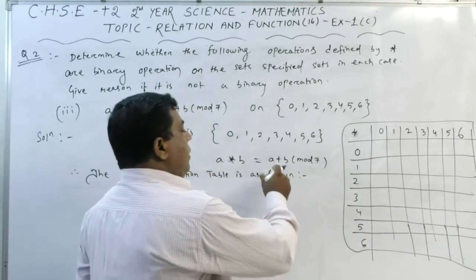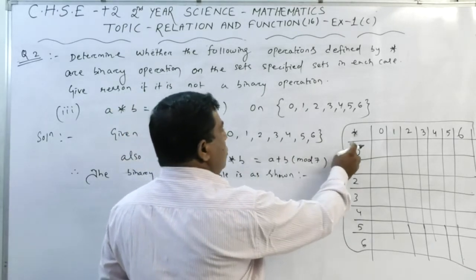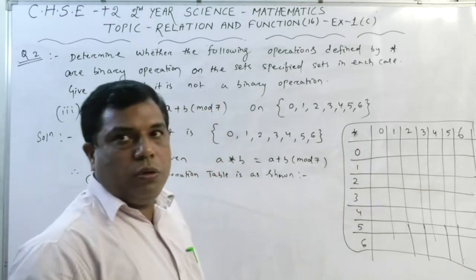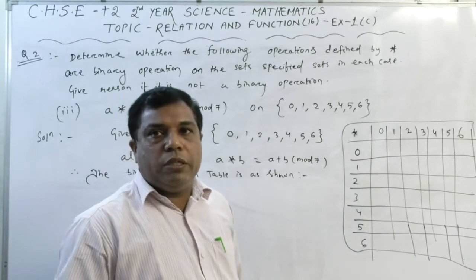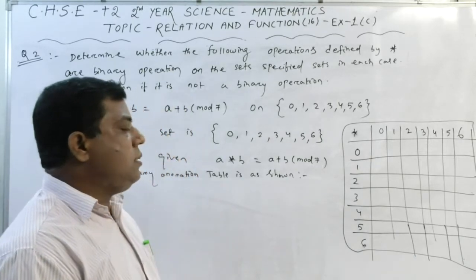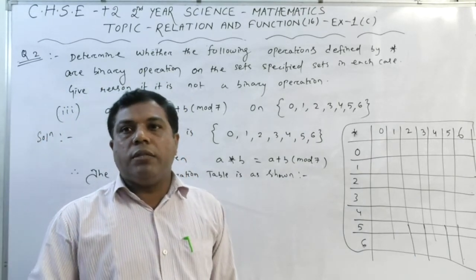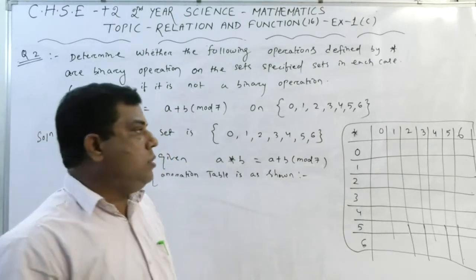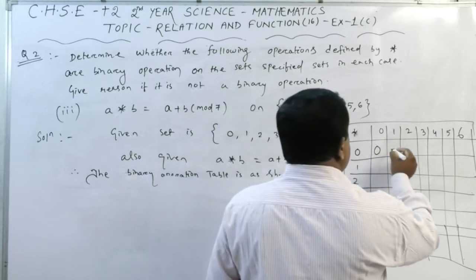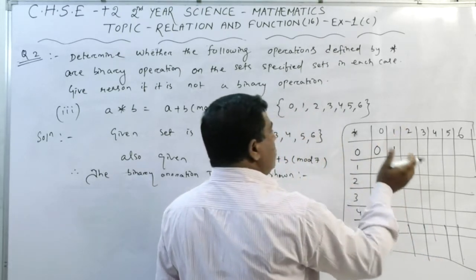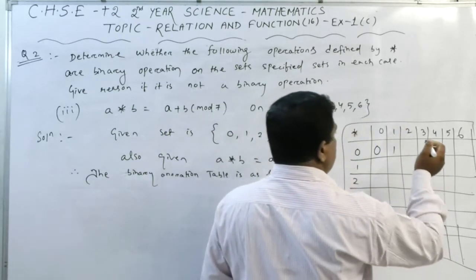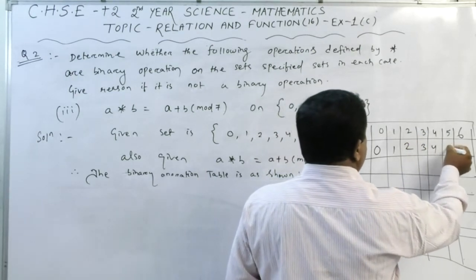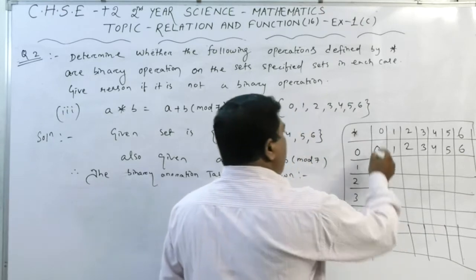Now we will take 0 star 0. What happened? It is summed up: 0 plus 0 is 0. And modulo 7 means, when the addition is divided by 7, what is the remainder? So 0 divided by 7, the remainder is 0. And 0 plus 1 is 1, so 1 divided by 7, the remainder is 1. Similarly, it is 2, 3, 4, 5, and 6. For 1, what happens?